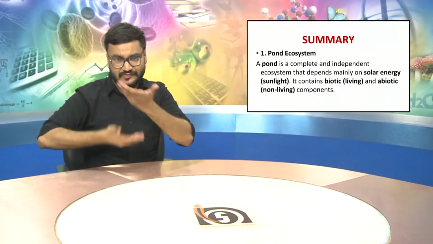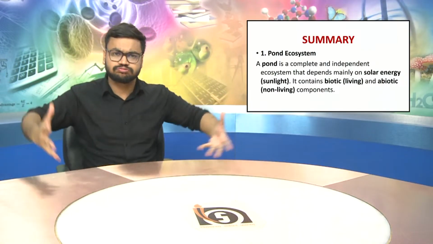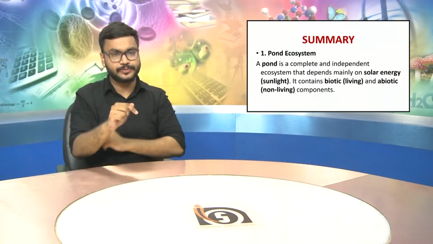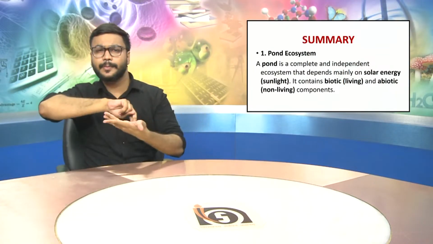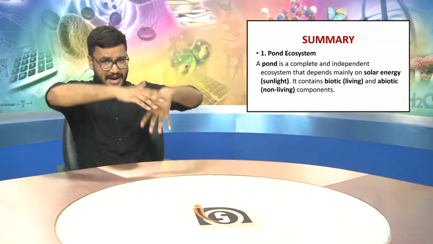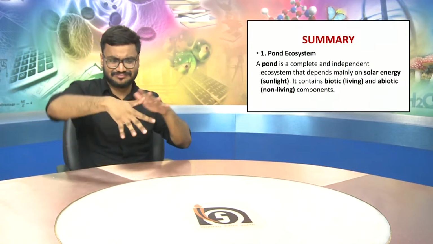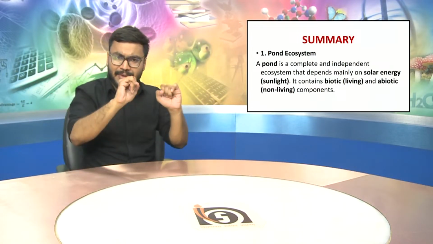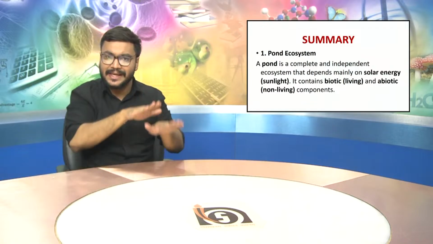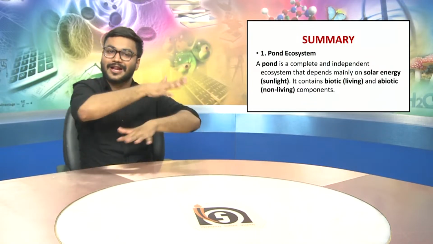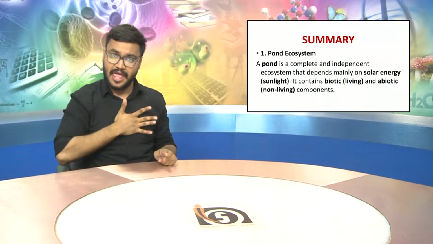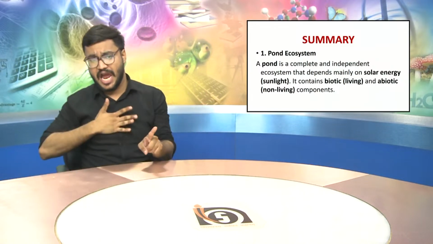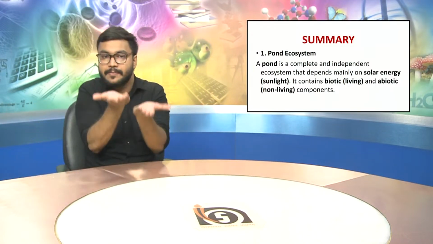We have completed our part. Now let's go through what we have learned in this part. At first, we have learned the pond ecosystem. A pond is a complete and independent ecosystem that depends mainly on solar energy, and it contains biotic and abiotic components.